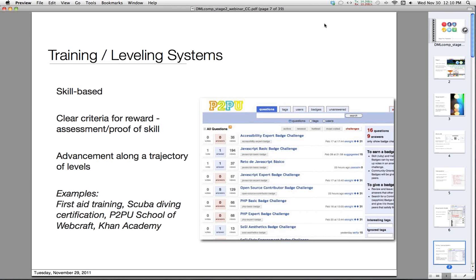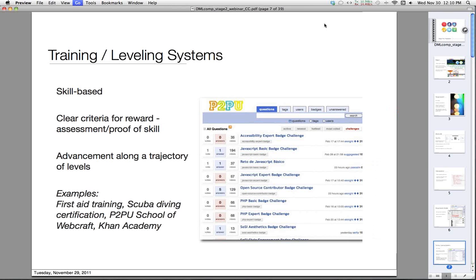But moving to the digital realm, at this point, Peer-to-Peer University, the School of Webcraft, how long is the badge that you're issuing useful and valid before you can no longer say that that information is stale? Also, Khan Academy issues badges that work this way.